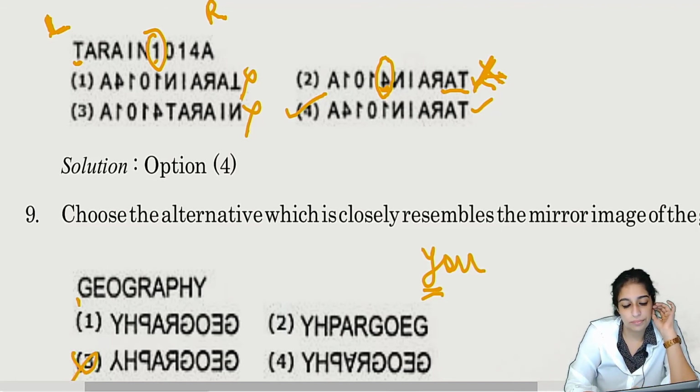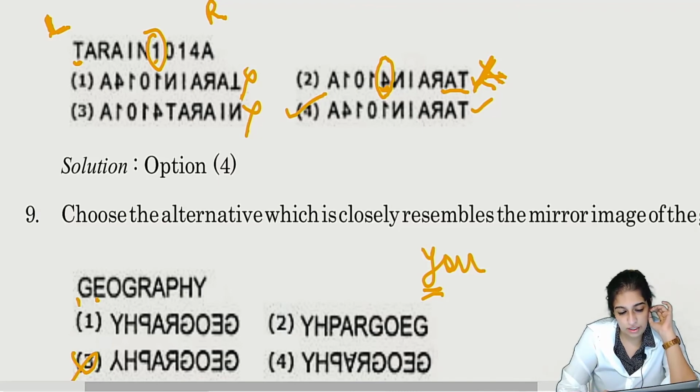Okay, now let's see, it could be 1, 2, 4 based on Y itself. Let's go ahead. G, E, O, G becomes ulta G, which is correct. E, O, G, R, A, P, H, Y, तो ये तो करेक्ट मुझे लग रहा है.